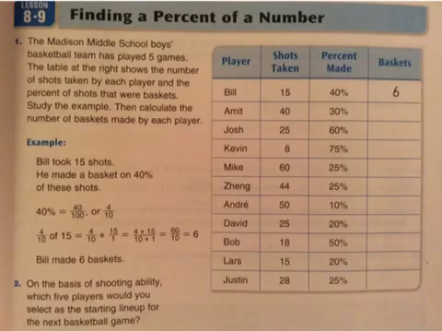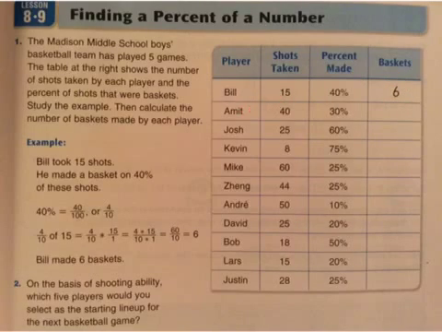Here we're looking at finding a percent of a number, and we have to pretend that you are a coach of a basketball team and you have had these players play 5 games, and here you have the average of shots or baskets they have made. So when you look here, for example, Bill has taken 15 shots, and out of the 15 shots at the basket, he's only made 40% of them. We have to find what 40% of 15 is. Here it tells us that it's 6.